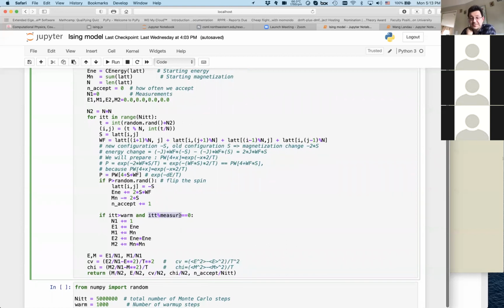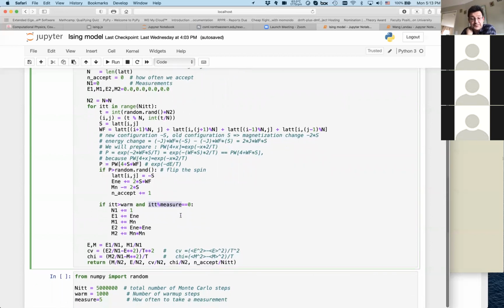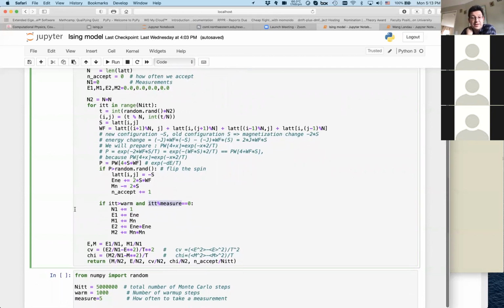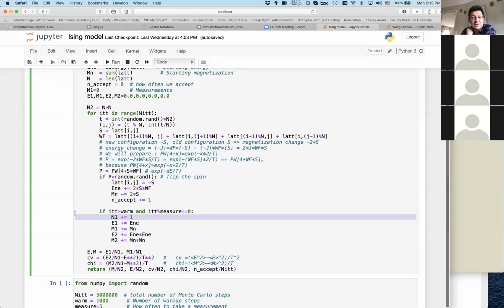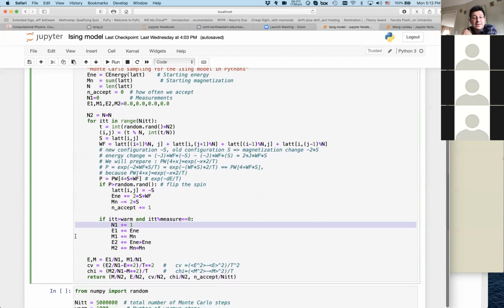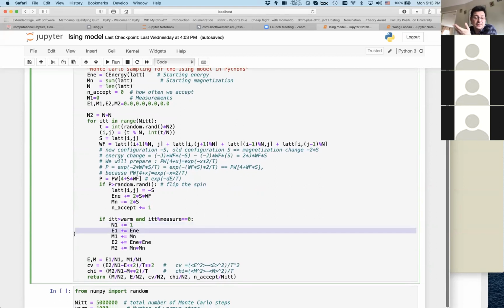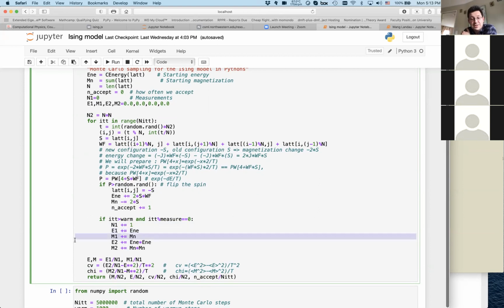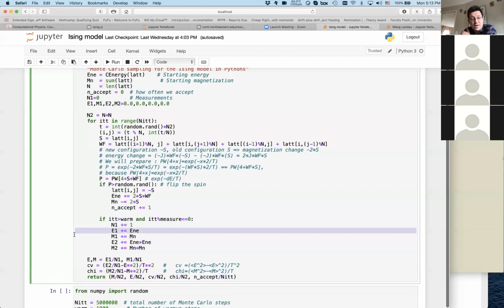If measure is 5, then this will be true only every 5th step, isn't it? So what do we do when we measure? Well, we update this counter N1, which counts how many times we measured things. Then we update energy. We add to the sum of the energy the current energy, and to the sum of the magnetization the current magnetization. So clearly, if we divide now E1 and M1 by N1, we are going to get average energy and average magnetization. And that's what we return.